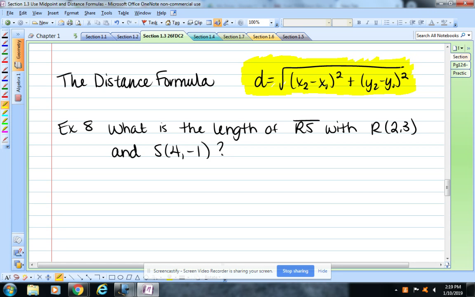Okay? So, what's the length of a segment RS with the endpoints R (2, 3) and S (4, -1)? So, write down those two ordered pairs for me.